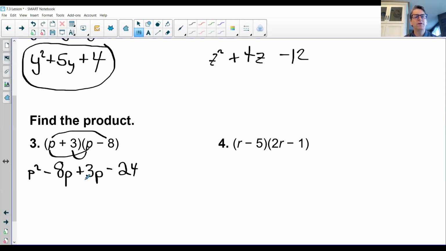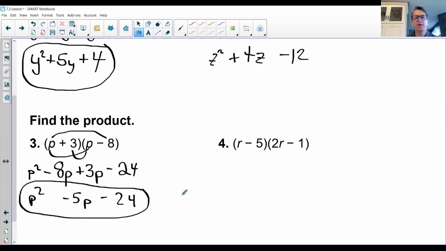Okay, here's your middle term. Your middle term is always, or most of the time, combining like terms. Negative 8P plus 3P is negative 5P. That's your like term, and your first term stays the same, and your last term stays the same. P squared minus 5P minus 24. And that would be your answer for number 3.